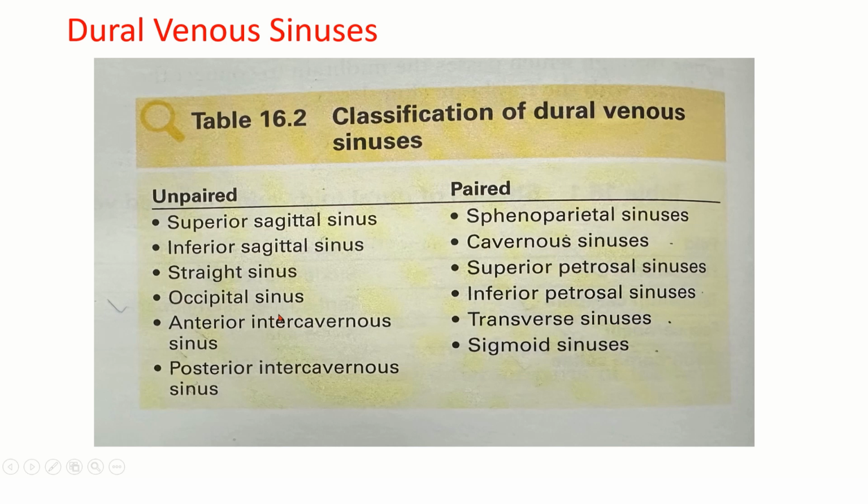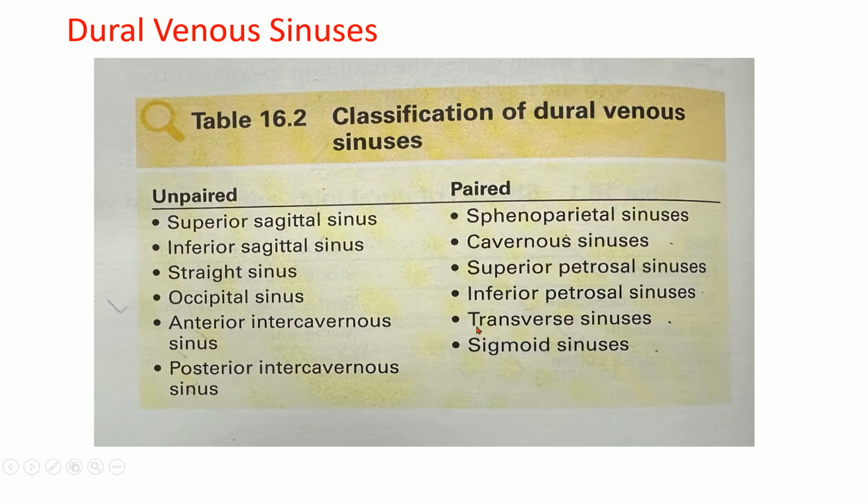So dural venous sinuses. There is a separate lecture on this, so don't worry. This is just the classification. There is a separate 1 hour lecture. The classification of dural venous sinuses: unpaired are the superior sagittal sinus, inferior sagittal sinus, straight sinus, occipital sinus, anterior intercavernous and posterior intercavernous sinuses, and basilar venous plexus. Paired sinuses will be the sphenoparietal sinus, cavernous sinus, superior petrosal, inferior petrosal, transverse sinus, and sigmoid sinus.